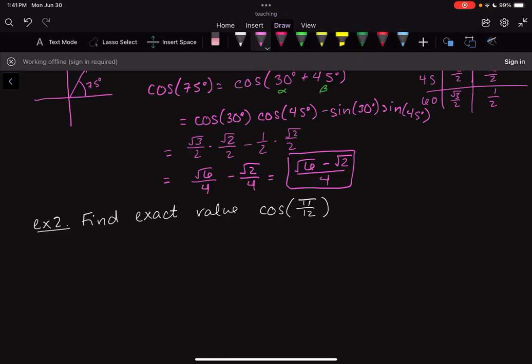So let's take a look at the angles we do know about. I know that I have pi over 6, which is 30 degrees, pi over 4, which is 45, and then pi over 3, which is 60. If I try to combine these in some way to get to pi over 12, let me make all of these have a denominator of 12 because then maybe it'll be easier to work with. So this would be 2 pi over 12. Pi over 4 would be 3 pi over 12. And then pi over 3 would be 4 pi over 12.